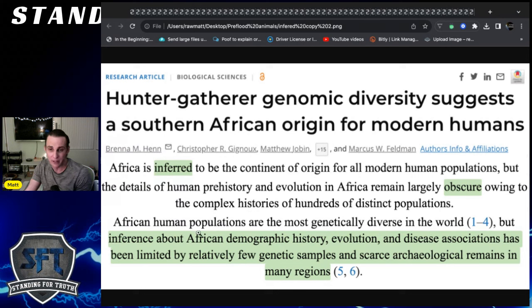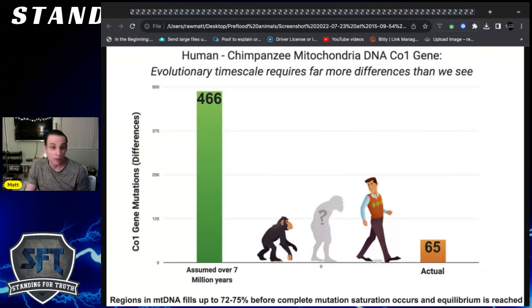They said the African human populations are the most genetically diverse in the world. That's why they believe that they're the oldest. But inference about African demographic history, evolution, and disease association has been limited by relatively few genetic samples and scarce archaeological remains in many regions. So they admit, we don't find the evidence, but it has to match the evolutionary timeline. We infer it. We assume it's true. We have a little bit of evidence, but we're just going to go with that anyway, because that's what we've said. But what do we find?